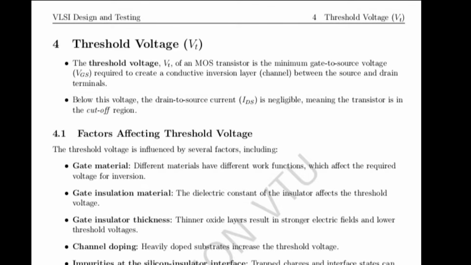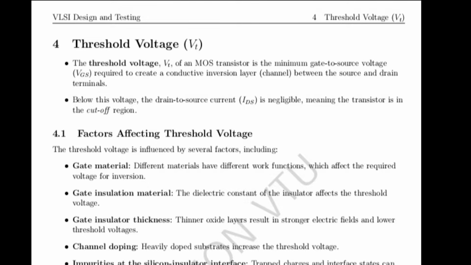As we are discussing the model question paper solution for VLSI design and testing, now we will discuss the 3B question. The 3B question is: what is threshold voltage and what are the parameters the threshold voltage depends on.